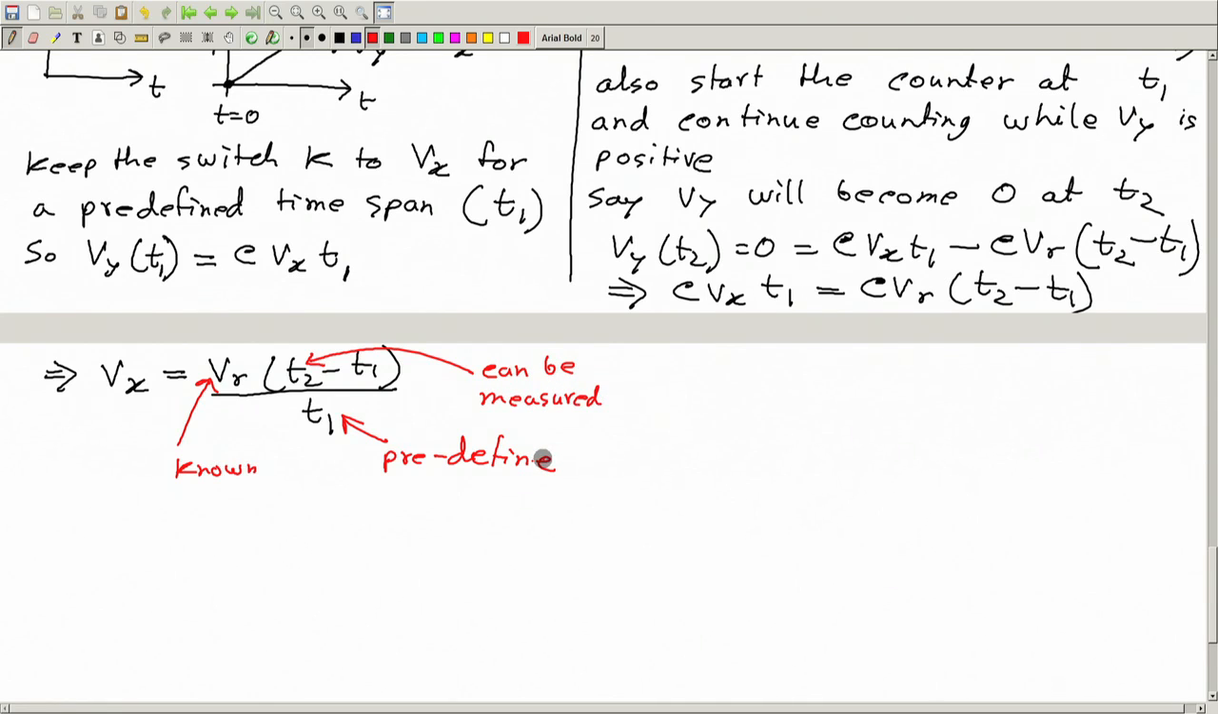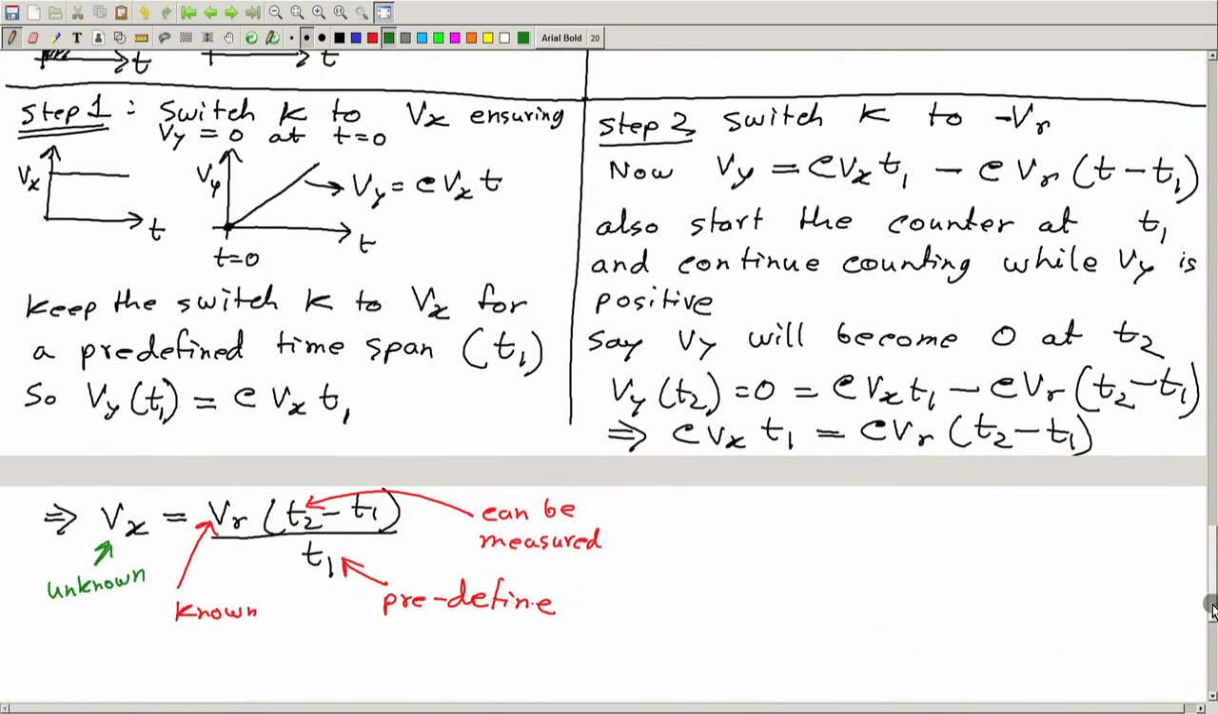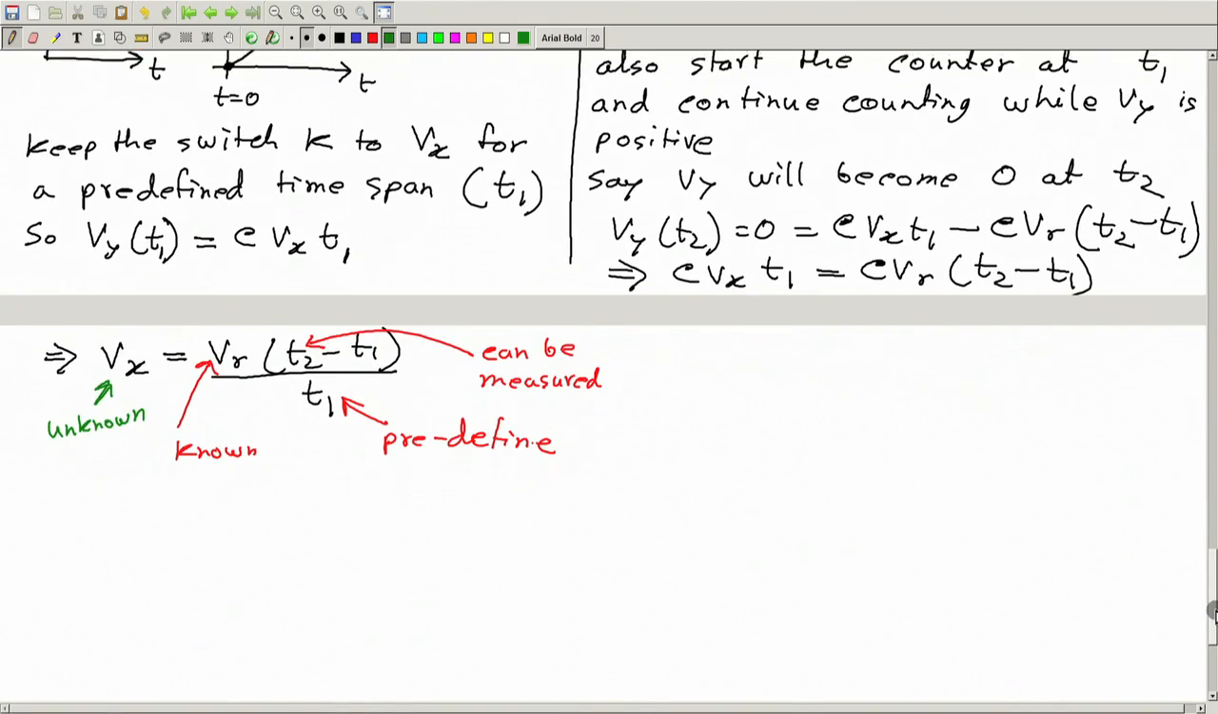How? Using the counter. So that's why we said start the counter at this moment. So this counter can help me in measuring this time. Okay. So this can be measured. So all these quantities on the right side, this is known, this is known, this is known. So this unknown can be found, right. So this is the essential scheme in this measurement.